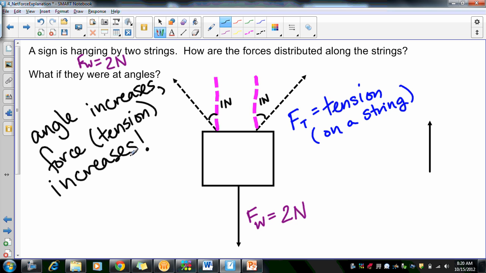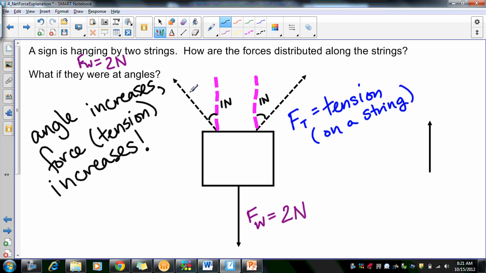So anyone who lifts weights or you've lifted things, you know that you want to lift with your arms as parallel as possible. Because if you start holding outwards on the bars, then you're going to have to start pushing with more force to lift those weights because you're going at a larger angle. So as the angle increases, the tension force also increases.